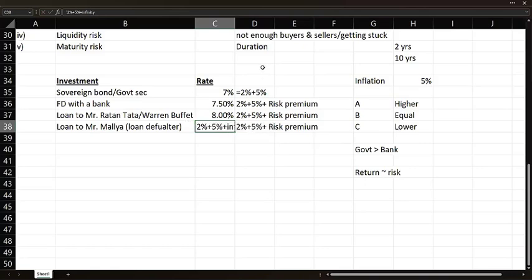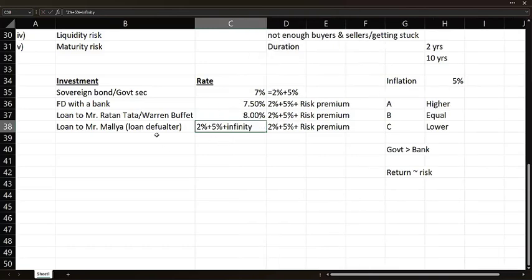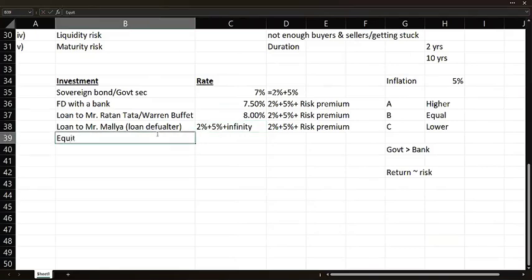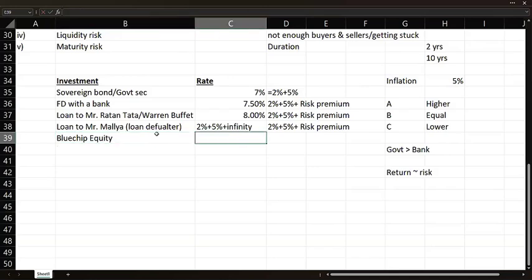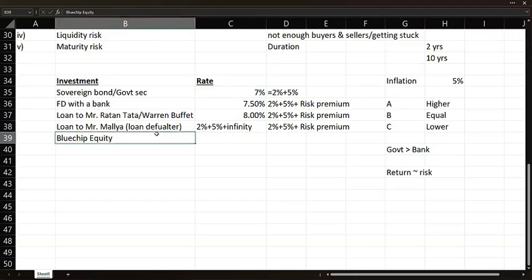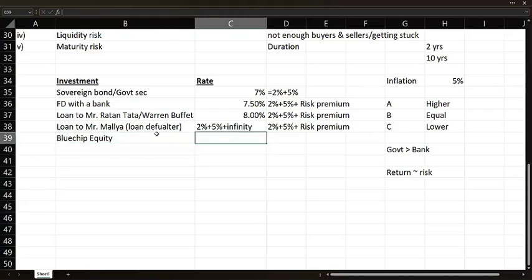So I hope you are able to understand what an interest rate comprises of. Let me now go further to equity investment. Any equity investment, let's say a blue chip stock. What will be your expectation? Now, Mr. Mallya's case is not comparable. So if you look at these other cases here, just tell me in relative terms how much you will be expecting from a company which is a blue chip company.